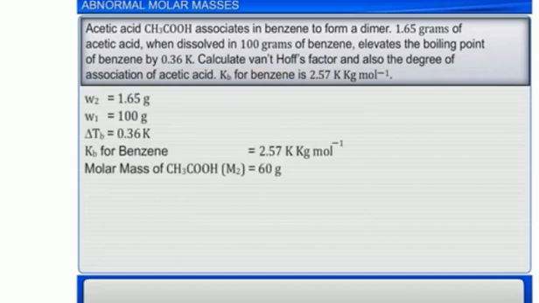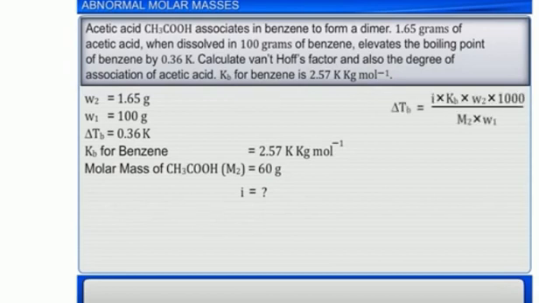The first step is to list the given variables. W2 is equal to 1.65 grams. W1 is equal to 100 grams. Delta Tb is equal to 0.36 Kelvin. Kb for benzene is 2.57 Kelvin kilogram per mole. Molar mass of acetic acid, M2, is equal to 60 grams. Van't Hoff's factor i and degree of association need to be calculated. Let us first calculate van't Hoff's factor i.